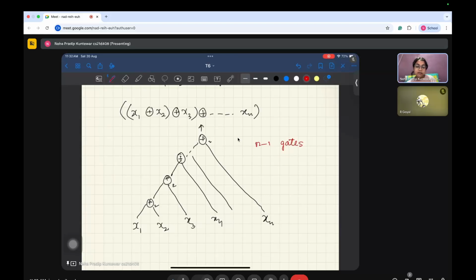But if we look at the depth of the circuit, how do we define the depth? From the root, or the output of the circuit, what is the longest path that we can take to an input value?